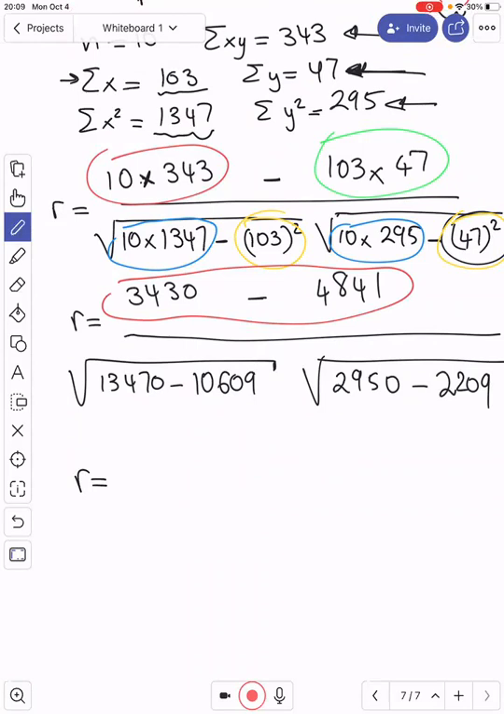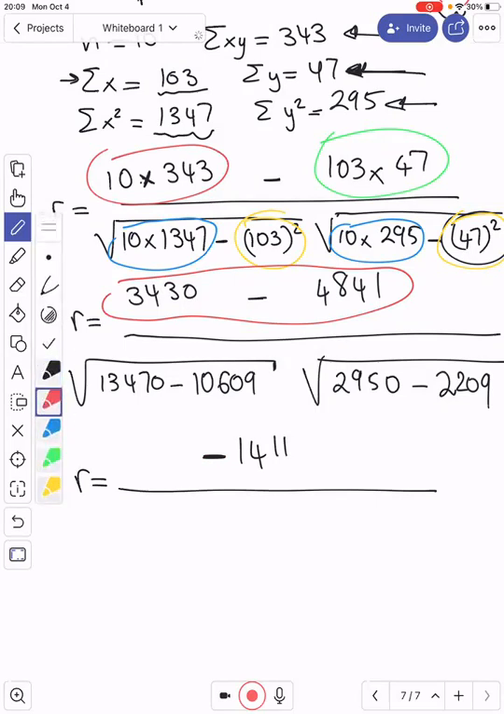So it's minus the 4,841, right? So that'll be equal to, actually, negative. So the top, this is negative 1,411, I think. All right. So that's the difference between the two numbers in the top.